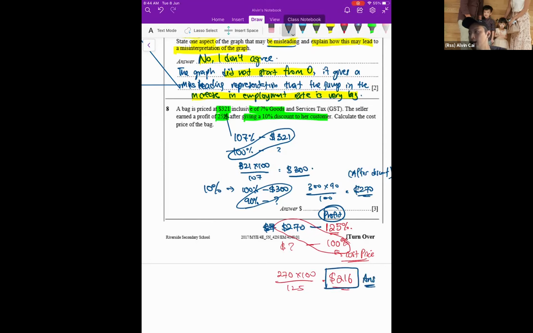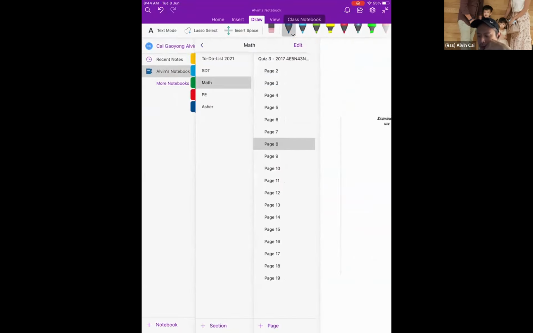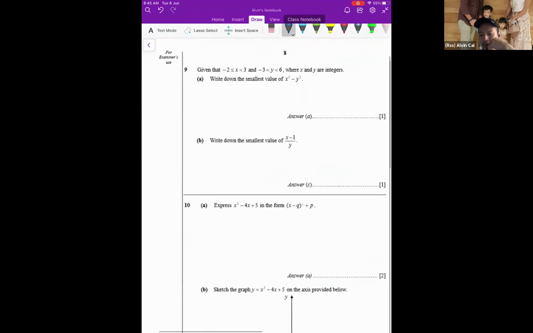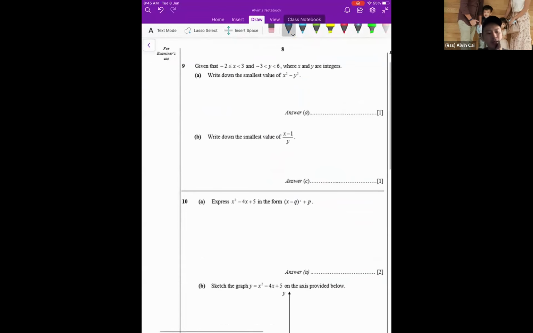Okay. Anyone have a question about this? Okay, if not, good, we'll move on. I'll try to speed up a bit because we have quite a fair bit of questions to go through. Okay, this is question 9.